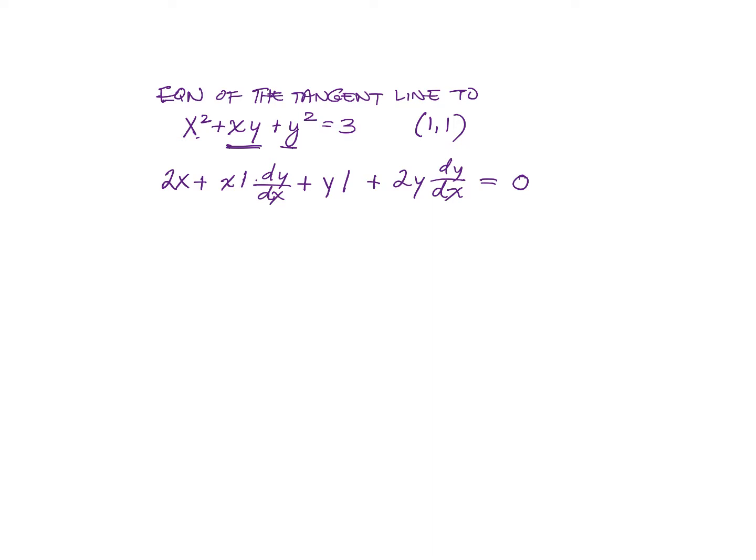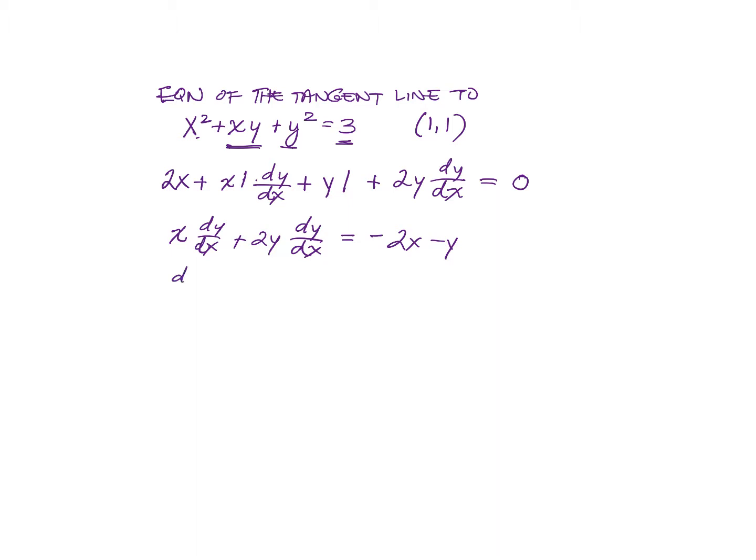Don't forget to take the derivative of this term. Some people forget, and then it leads them down the wrong path. So now we're going to gather up all of the terms that have dy over dx, and we'll take the other terms to the other side. So I have x dy over dx plus 2y dy over dx. I'm going to leave those on the left side.